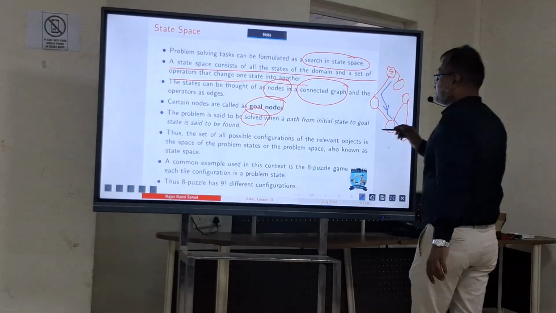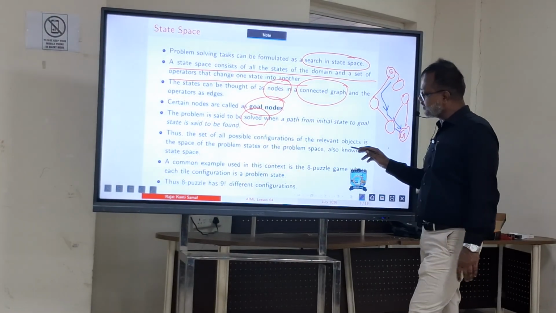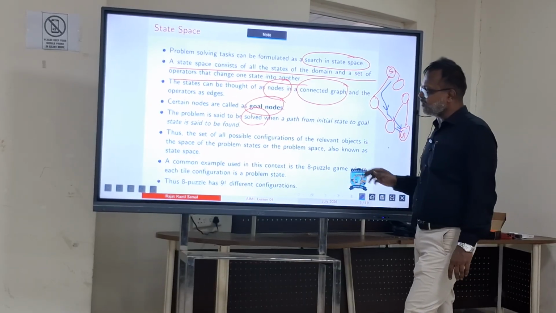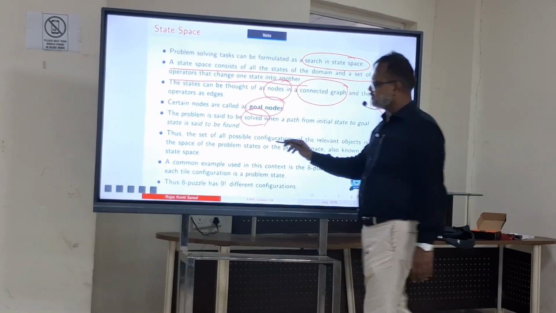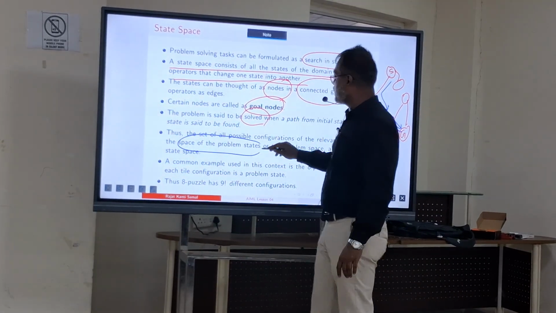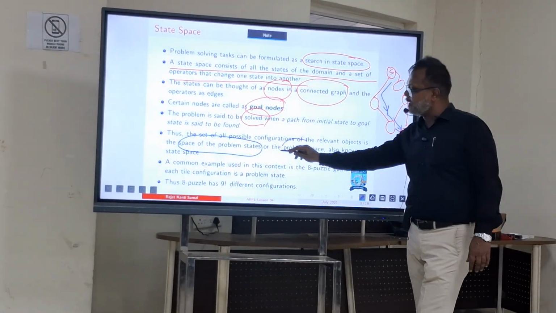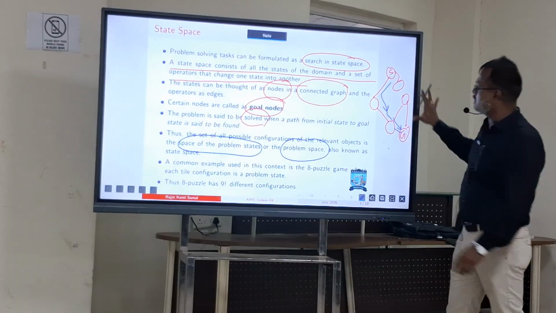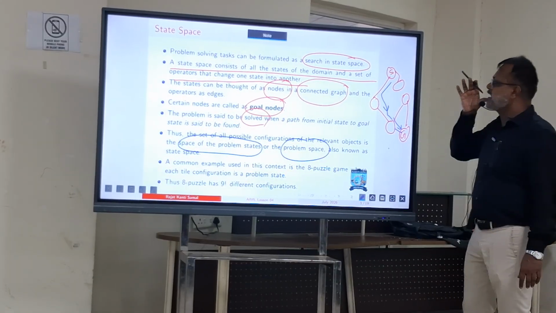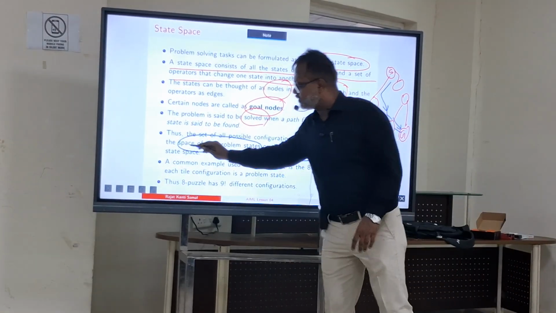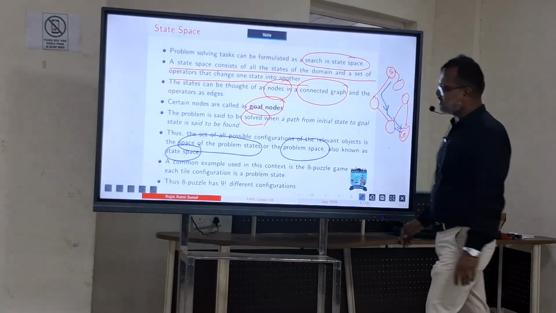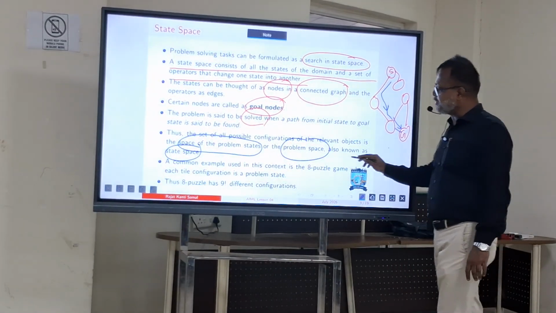Thus, the set of all possible configurations of the relevant objects is the space of the problem states, also known as, write this down, the problem space. So this whole thing is known as the problem space, or state space. A common example used in this context is the 8 puzzle game.